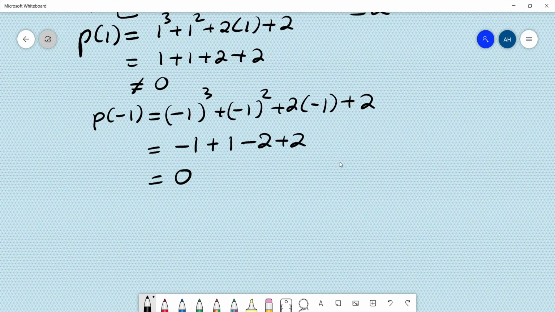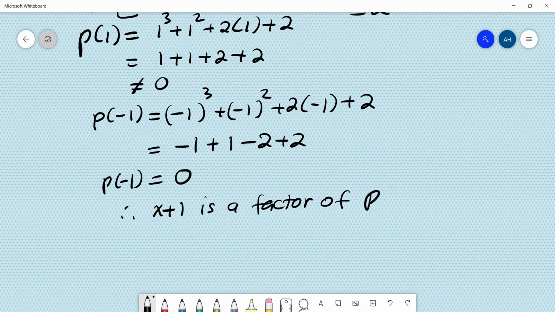So, we conclude, this is P(negative 1). P(negative 1) is equal to 0. Therefore, we conclude that x plus 1 is a factor of P(x).